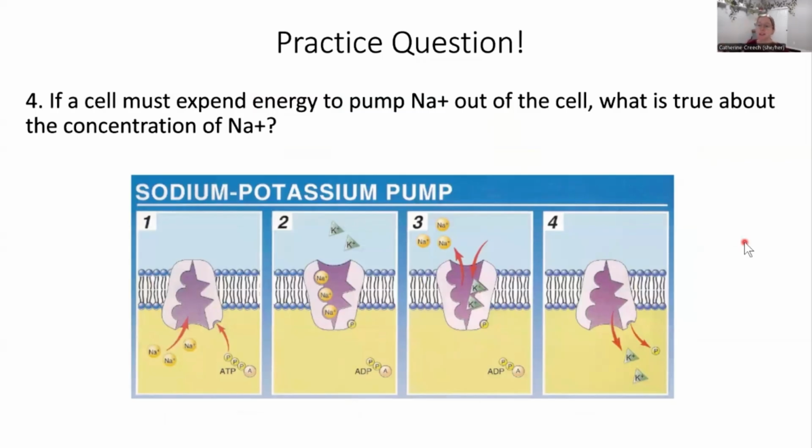If a cell must expend energy to pump sodium out of the cell, what is true about the concentration of sodium? We can only go against the concentration gradient using active transport. So it's got to be that the sodium concentration outside is higher. We are pumping it against the concentration gradient.